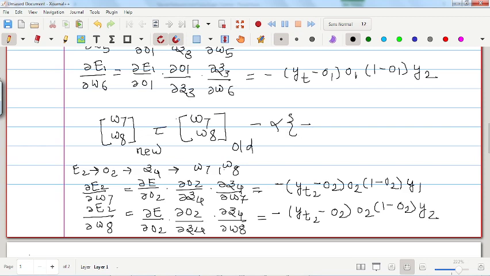Again in brackets, the minus sign, I will repeat here, don't forget the minus sign: (YT minus O2) into O2 into (1 minus O2) into the matrix of Y1 and Y2. So now all the values are in numerical form. You just need to put in all these values to calculate the final updated values of W7 and W8.